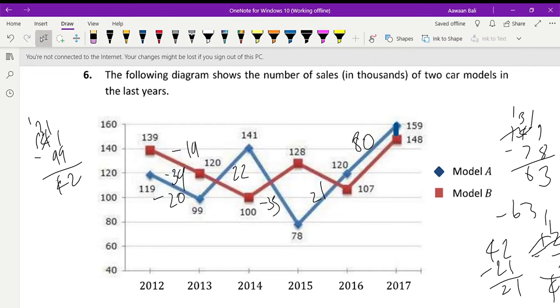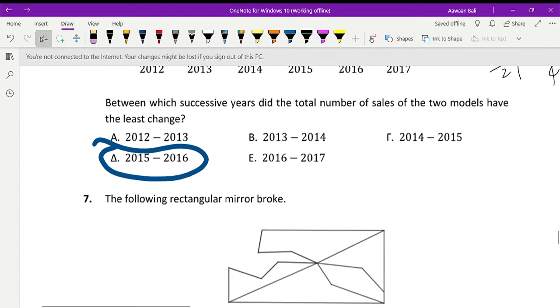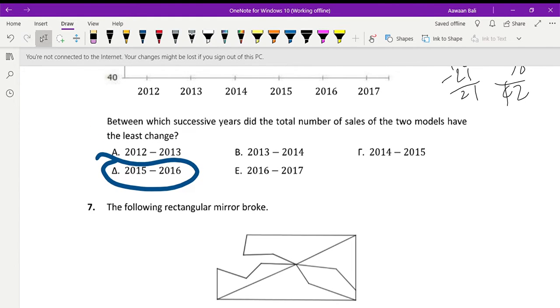It's okay. Here 2015 to 2016. And it says that because after 22 there's 21, and then it goes directly into smaller negative numbers, which means that you could say 2015 to 2016 delta is the answer.